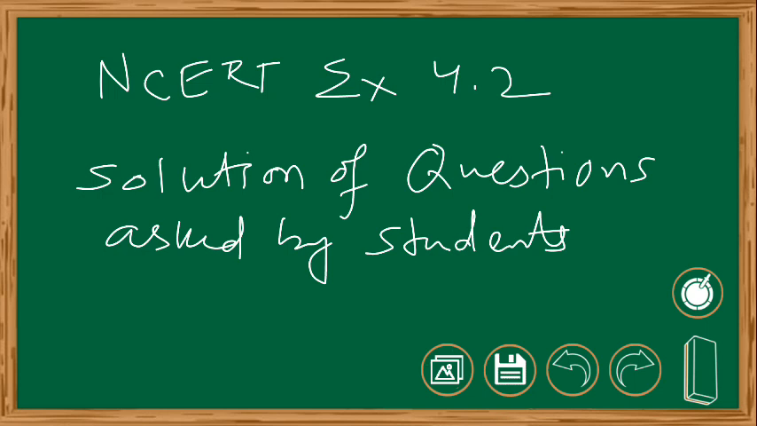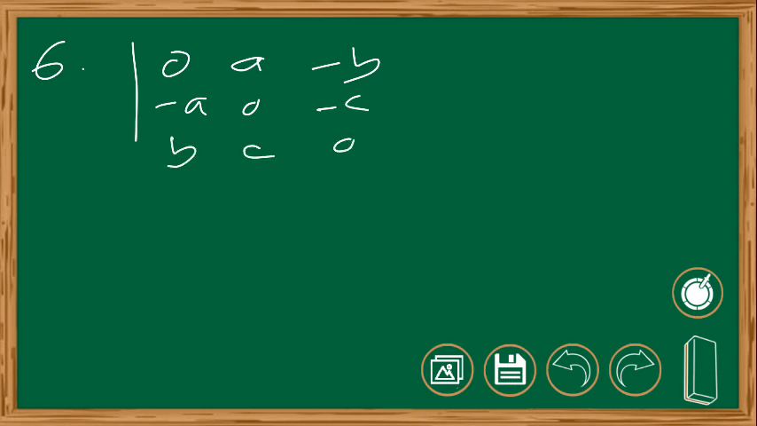So when this question was asked, use properties of determinants to prove, this is our question number 6, to prove that the determinant of 0, a, minus b; minus a, 0, minus c; and b, c, 0 is equal to 0. I have to prove this one. Clear? So let us start.